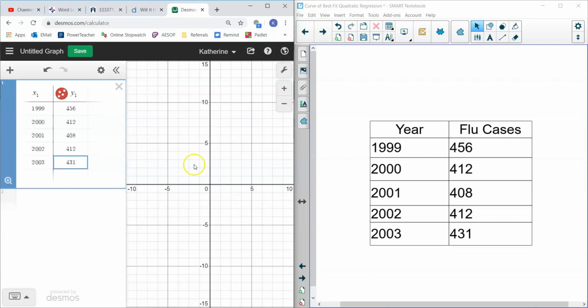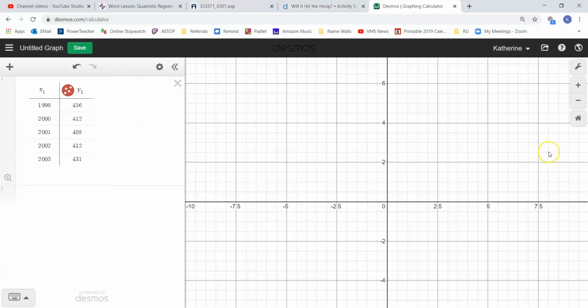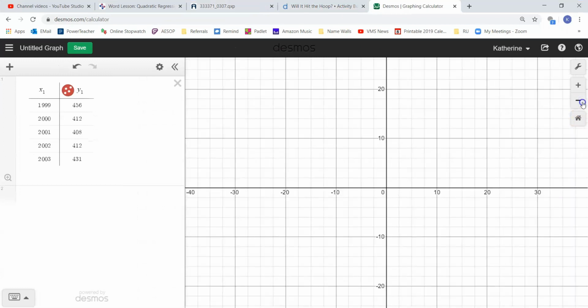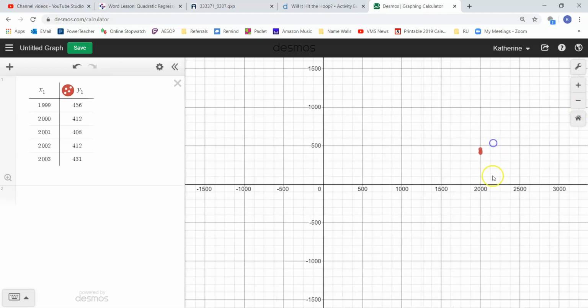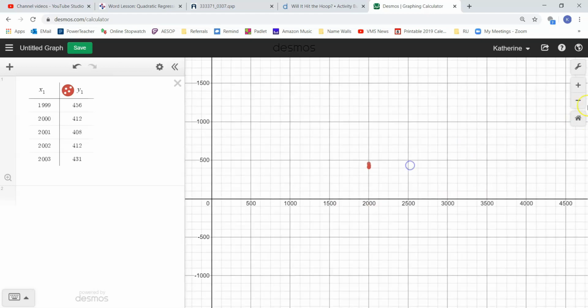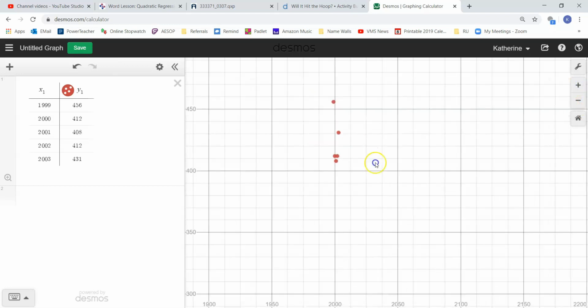All right, so my data is in, and again, notice my y-axis is only going up to 15 right now, and my y values are 400. So I'm going to have to do a little bit of zooming out. Let me make Desmos a little bit larger here so we can see it. I'm going to zoom out. Aha, and over here next to the year 2000, of course, my data is here.